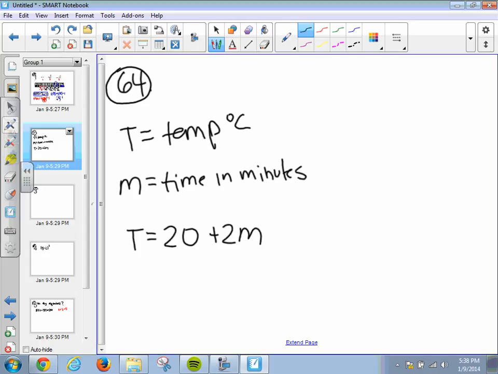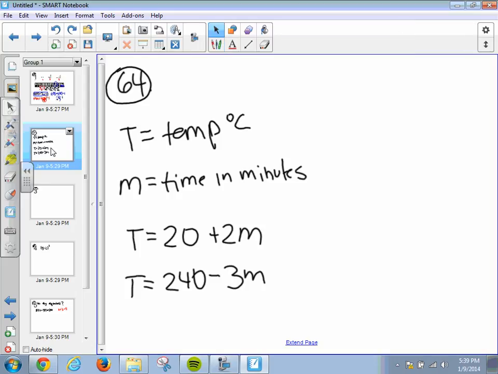Using those same variables, I'm going to look at my next one. So then they say there's another piece of pipe. Now this one's cooling off. It says it starts at 240. So again, we're going to solve for what the temperature should be. It starts at 240 and it's going to get colder, so it's going to decrease in temperature by 3 per minute. What we have is two equations we can set equal to one another.